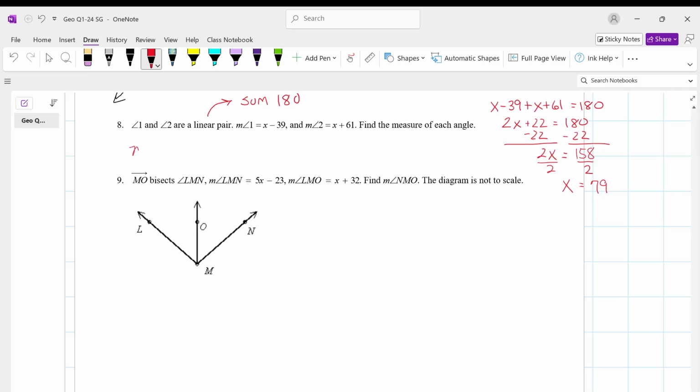So angle 1, or the measure of angle 1, is equal to 79 minus 39, which is 40. The measure of angle 2 is equal to 79 plus 61, which is 140. And then again, they need to sum 180, and if you look at 40 plus 140, it gives you 180.